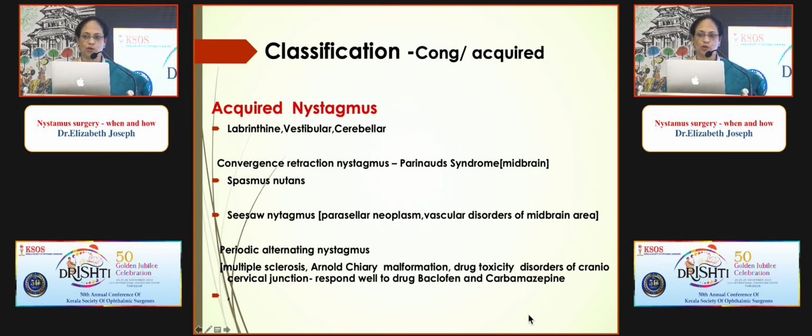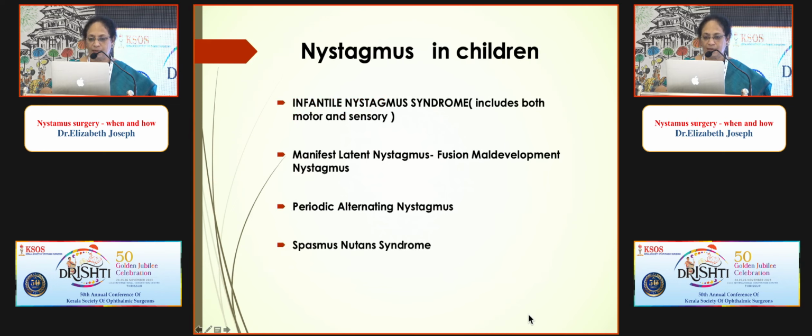It may be due to labyrinthine, vestibular, cerebellar causes, and then there is this, as Dr. Naina has already said, the convergence retraction type CSO. I think Dr. Rashmin Gandhi will talk about all those things. The acquired nystagmus is a problem. It has to be referred to the neurologist. Imaging is mandatory. Whereas congenital nystagmus or nystagmus in children come to the pediatric ophthalmologist, and we have to manage that.